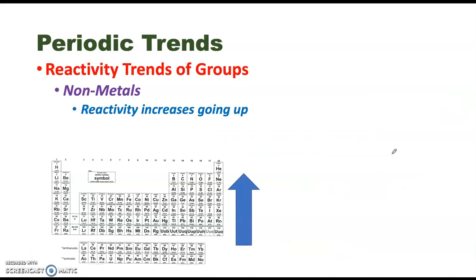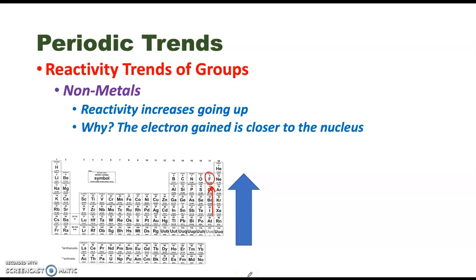Okay, the reactivity trends of nonmetals. The nonmetals get more reactive as you go up. So if we're looking at this column, the halogens, fluorine is the most reactive element in this group because they get more reactive going up. And it's the same reason the metals get more reactive going down. But because they do opposite things, the trend is opposite, right?